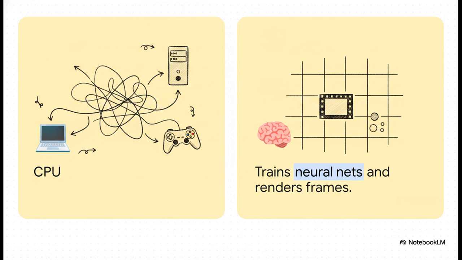But when you need to calculate the lighting on a million polygons in a video game at 60 frames a second, that's your GPU. GPUs are built from the ground up for data parallel work, like rendering frames, simulating millions of physics particles, or, of course, training massive neural networks.